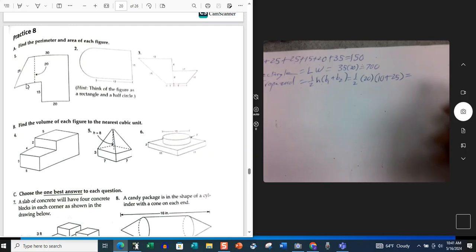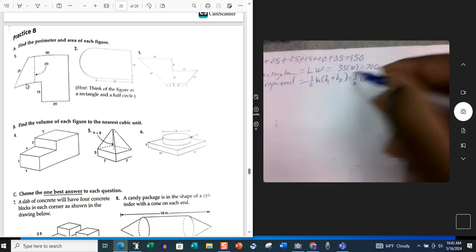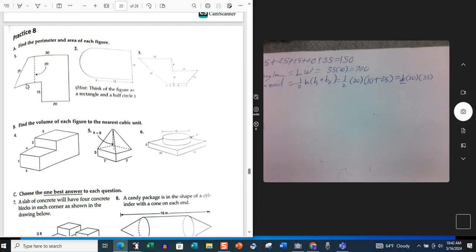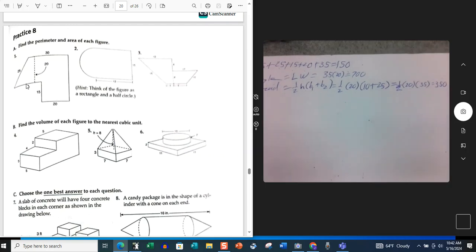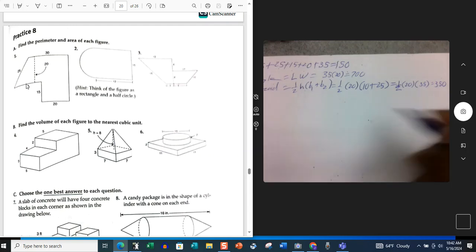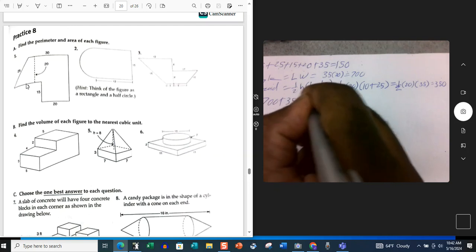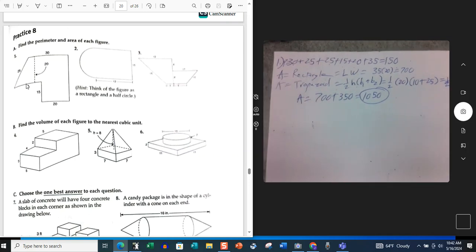So now that would give us 1/2 times 20 times 10 plus 25 is 35. Now when we multiply this together, this will give us 350. So now we add up this area. So this area will be 700 plus 350, which is 1,050. That would be the area of the rectangle plus the trapezoid.